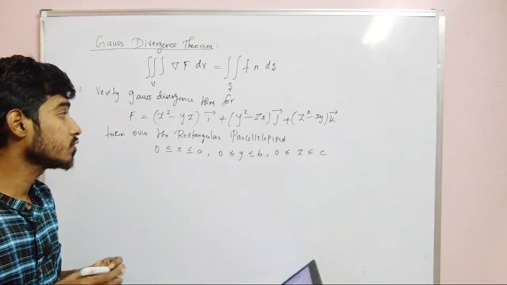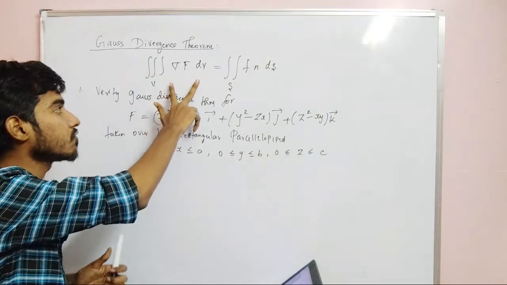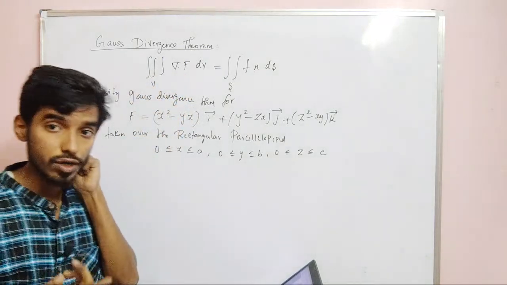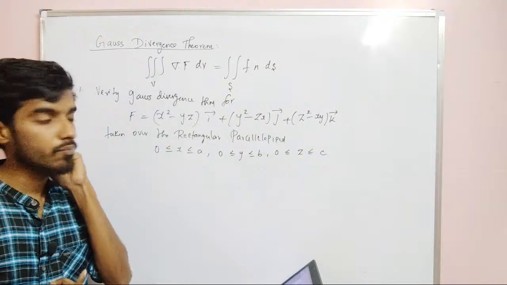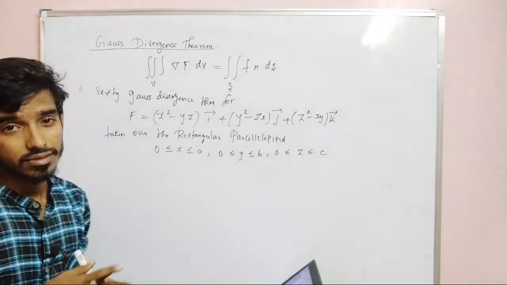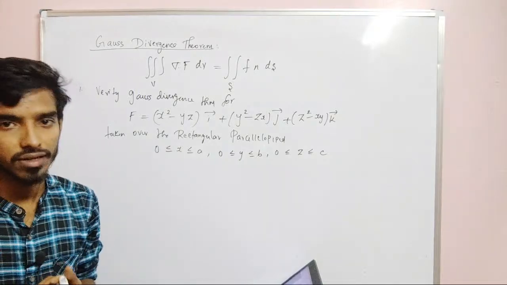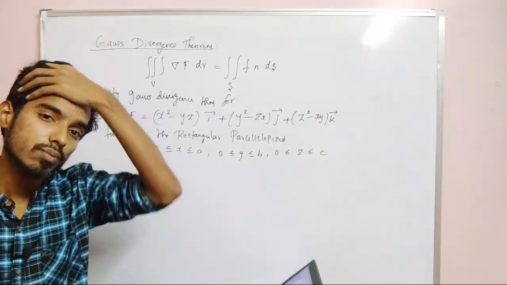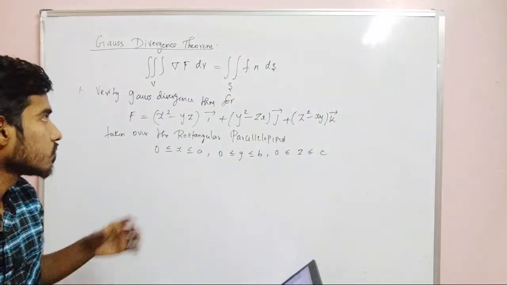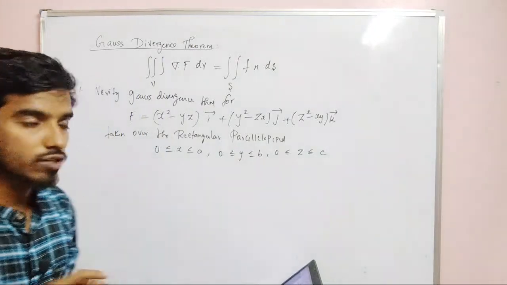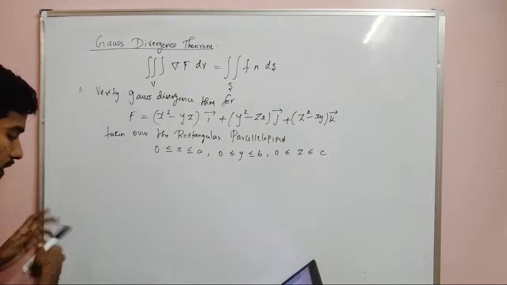That means first we need to find the volume integral, and then we need to find the surface integral. So volume integral is very easy. Surface integral is a little bit difficult, but if you practice 2 to 3 problems, it will be very easy for you, right? Yes. So first we will find the volume integral, right? So first we will find LHS. So what is LHS?